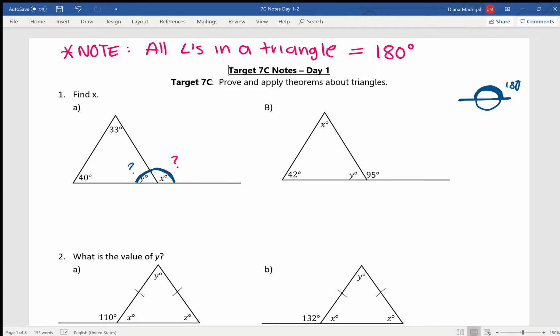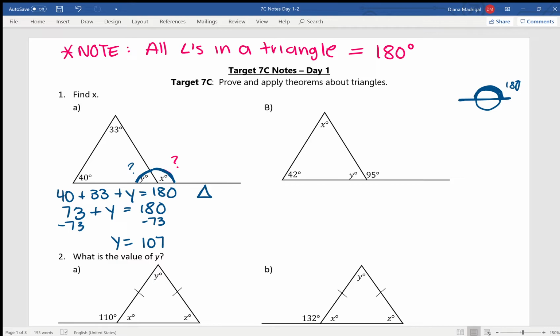I could find y by using my theorem about triangles, that all angles in a triangle have to equal 180. So I have 40 plus 33 plus y equals 180. That's for the triangle, I'm solving for the triangle right now. 40 plus 33 gives me 73. I need to solve for y, so I need to subtract it from 180, subtract from both sides. So then y equals 107.